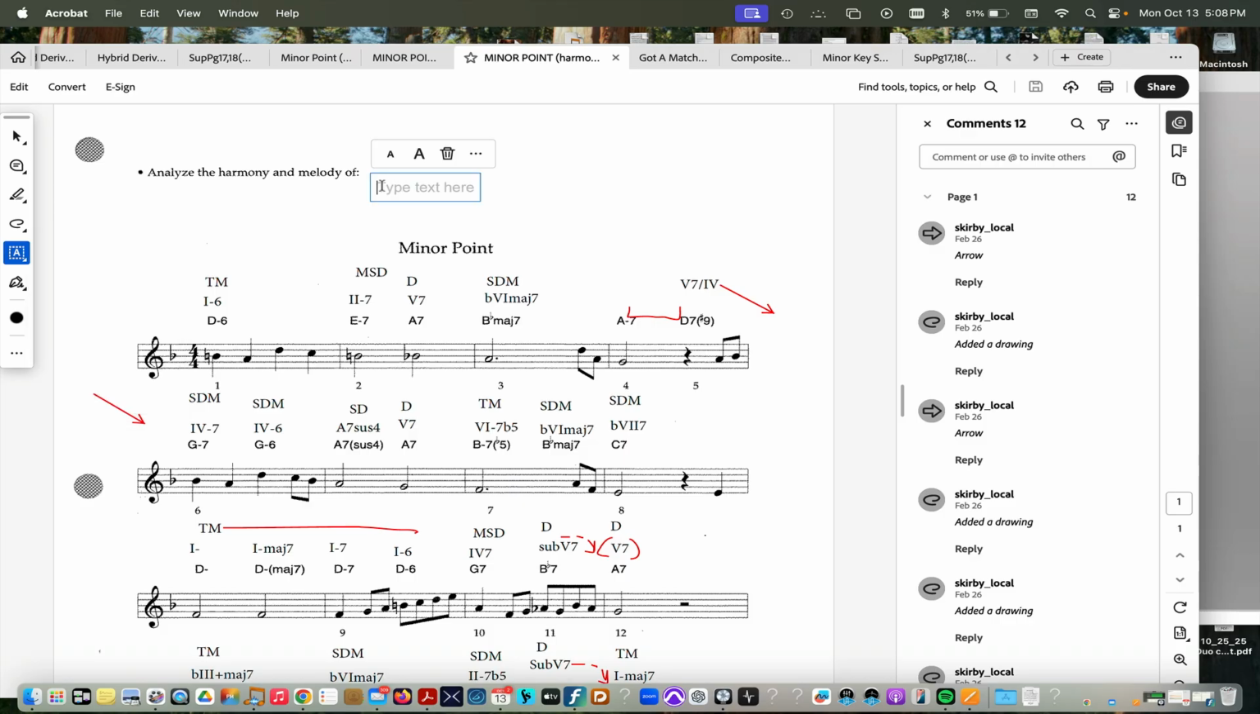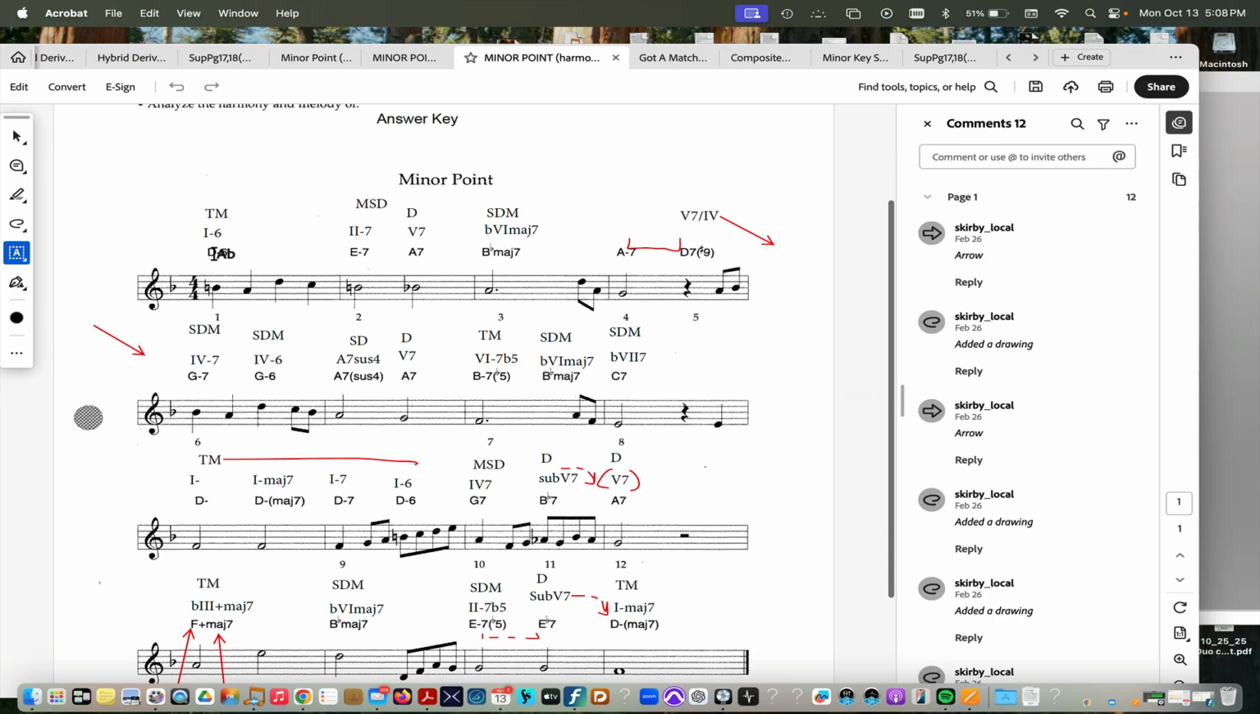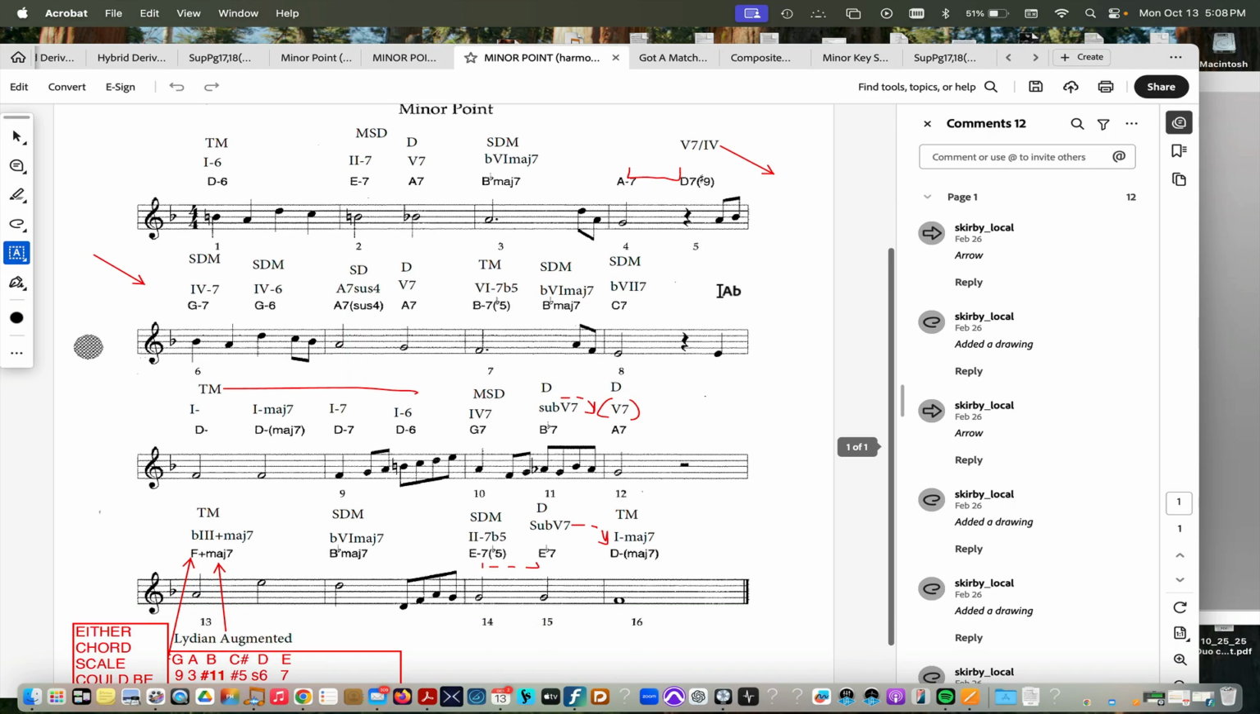Let's put that on here. And you can see the analysis and how the melody is going to give us a lot of clues about not only obviously what the chord is, but what the chord scale might be. So make sure you've checked your analysis. Now let's go on to look at the chord scales.